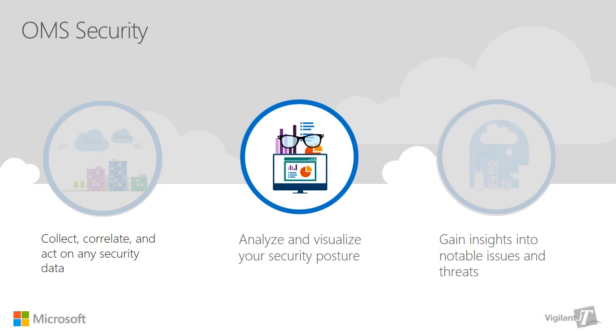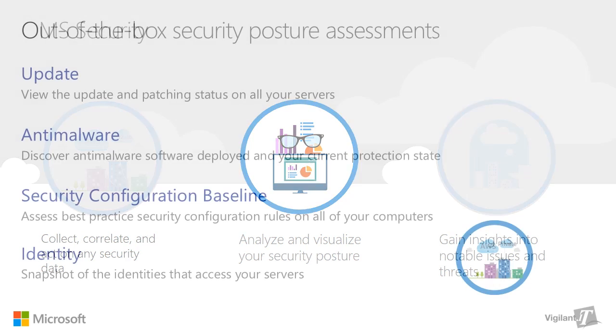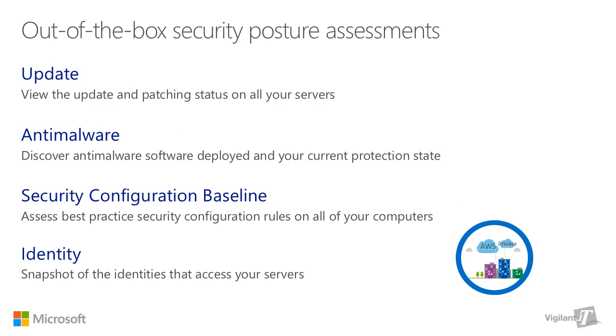OMS provides the tools to analyze the data and gives you the tools to assess your security posture. Built in, out of the box, you have these 4 assessment tools. Update. Windows updates are very important in the theme of security. You can view the updates that are missing from systems by using the System Update Assessment solution. Using this solution, you can also set a schedule to apply missing updates.